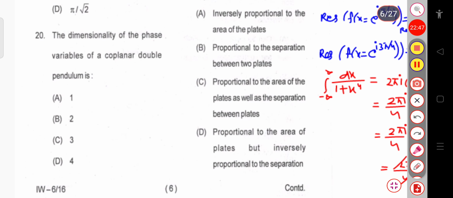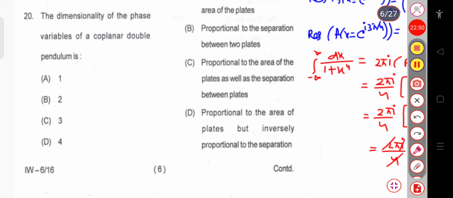Now let us see the next question. The dimensionality of the phase variables of a coplanar double pendulum is, this is the direct question. So the answer will be 4.